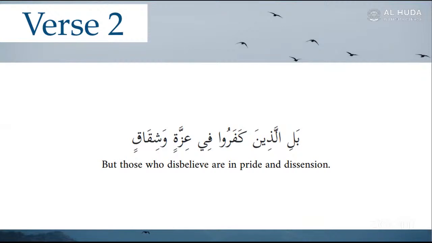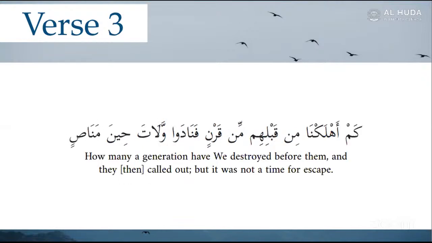But shaitan deceives people, and they start thinking that if we start believing in the Qur'an, then we will be debased, we're going to become lowly, we will lose leadership, we will lose izzah. So here Allah mentions, Kam ahlakna min qablihim min qarn. How many a generation have we destroyed before them?